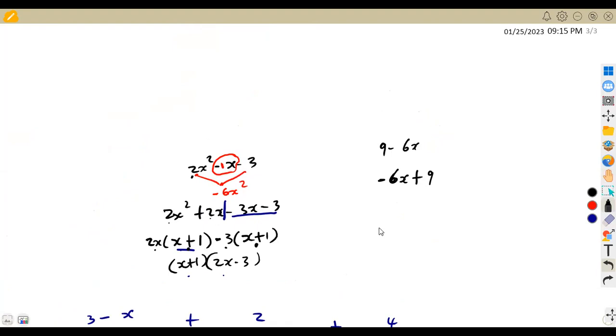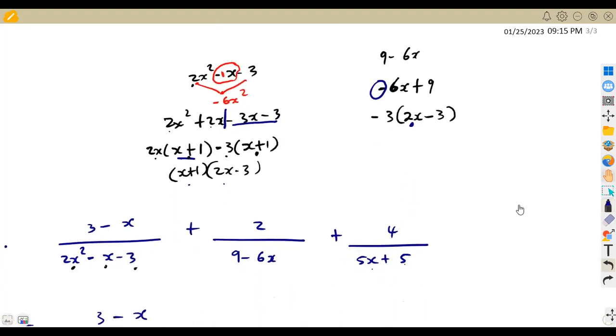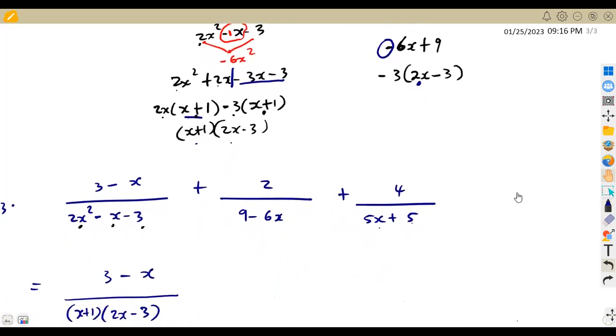What is common here? We can see that negative 3 is common. We want to avoid x being negative. So that means we are going to factor out negative 3 like this. So negative 6x divided by negative 3 is a positive 2x. 9 divided by negative 3 is a negative 3. So as we can see, our x is now positive. That is the best way of writing: always start with x, and that x must be positive.